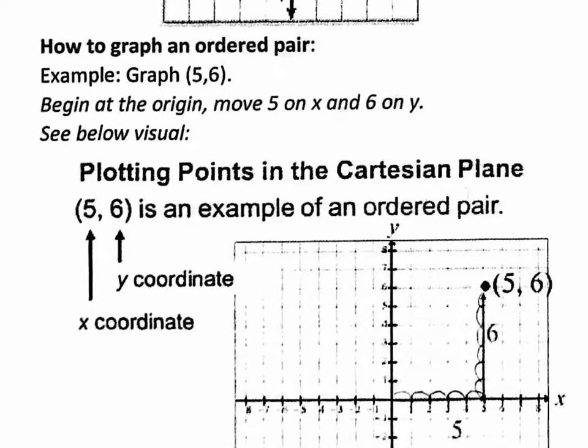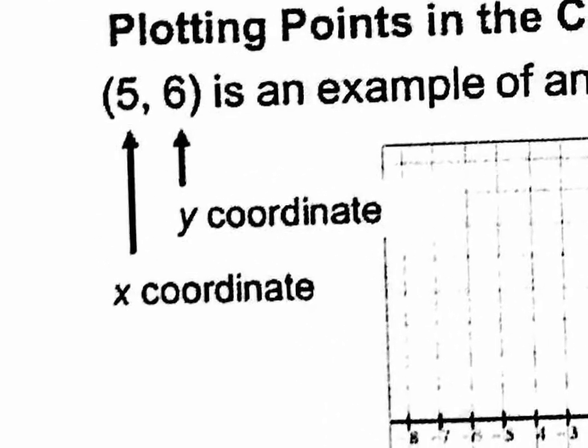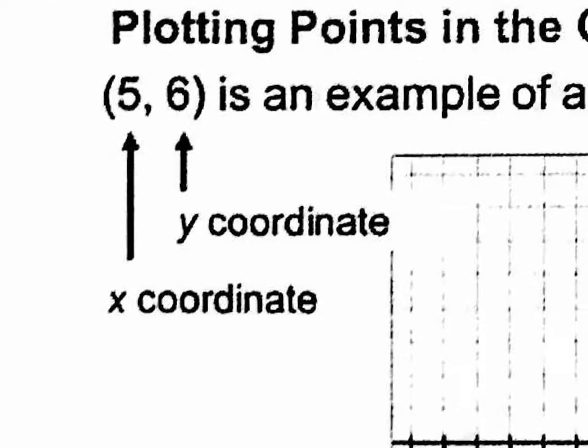Let's move on to giving an example of how to graph. So right here we have the coordinate (5, 6). We want to be able to graph it on an xy plane. So what we need to do is understand that 5 is the x value and 6 is the y value. So it's as simple as this.